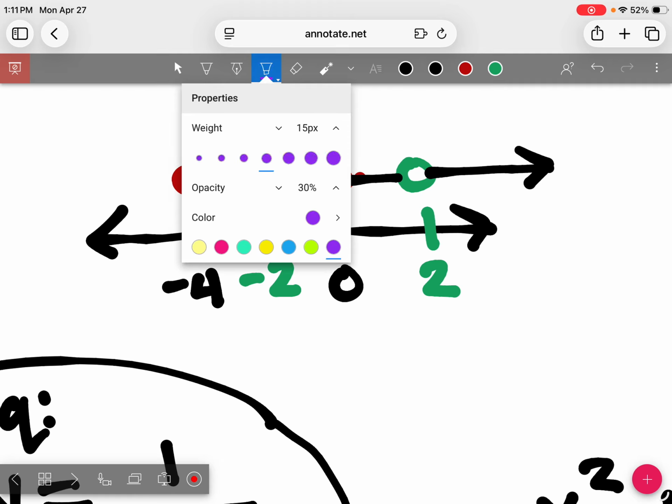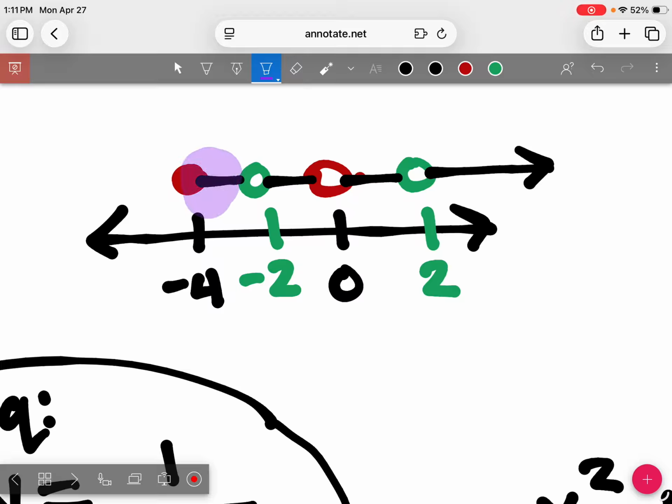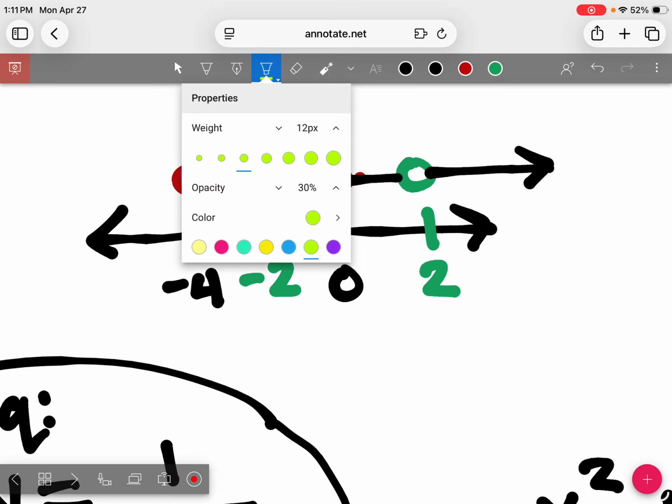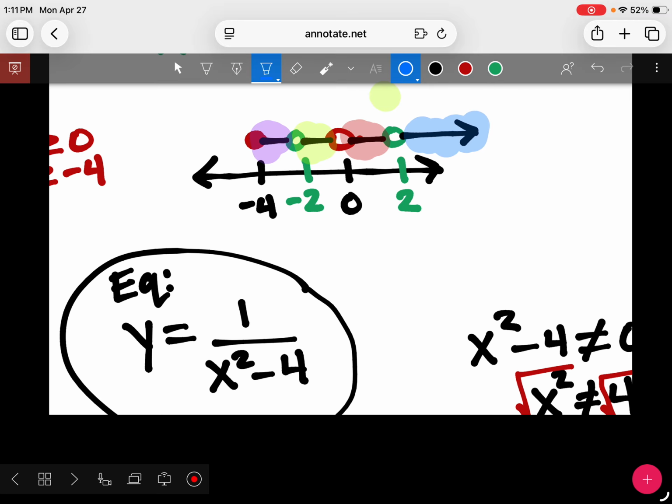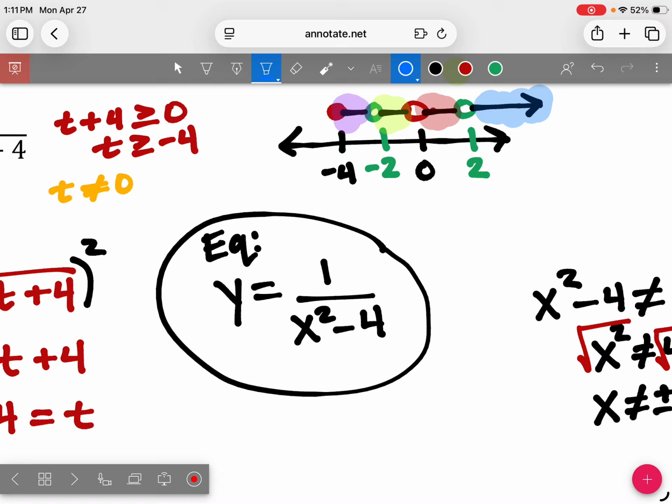So first we have to write this piece, and then we have to skip over to the next piece, which would be here, and then we go here, and then lastly, we end here. So let's write our domain.